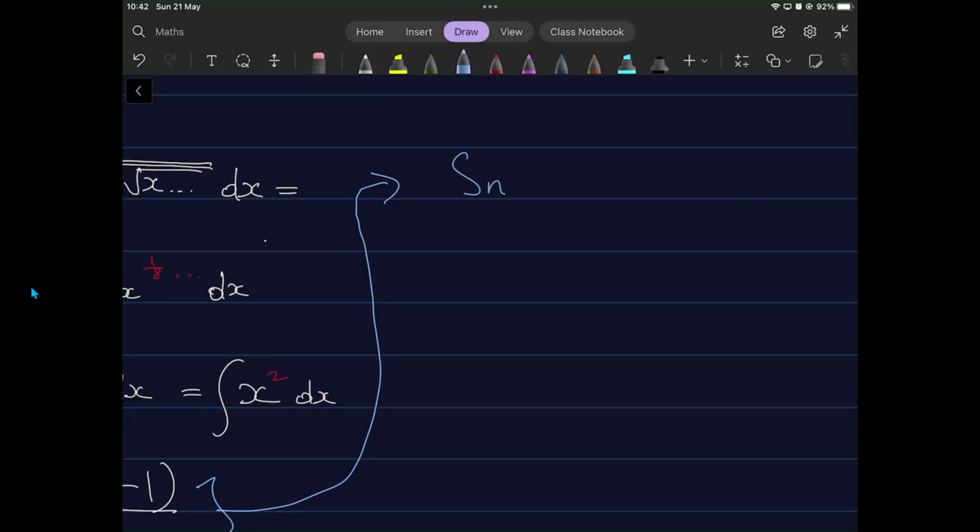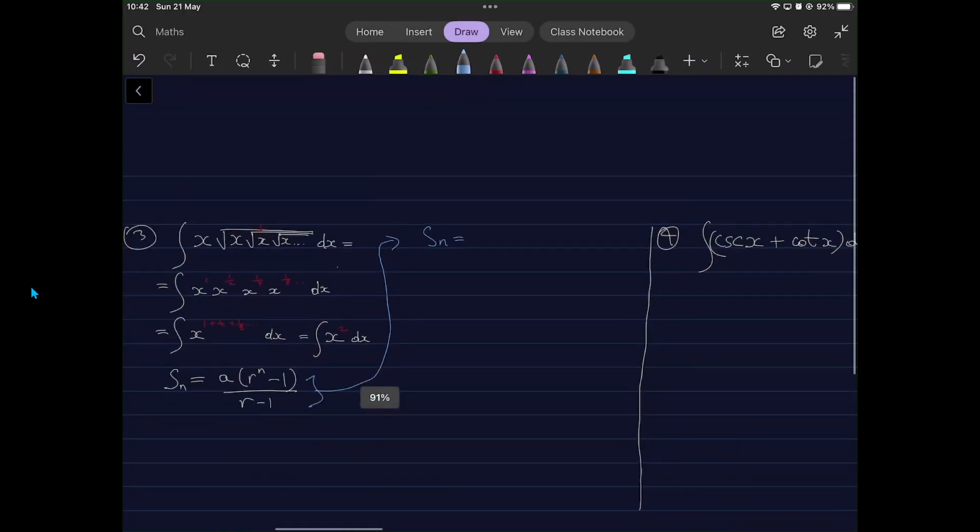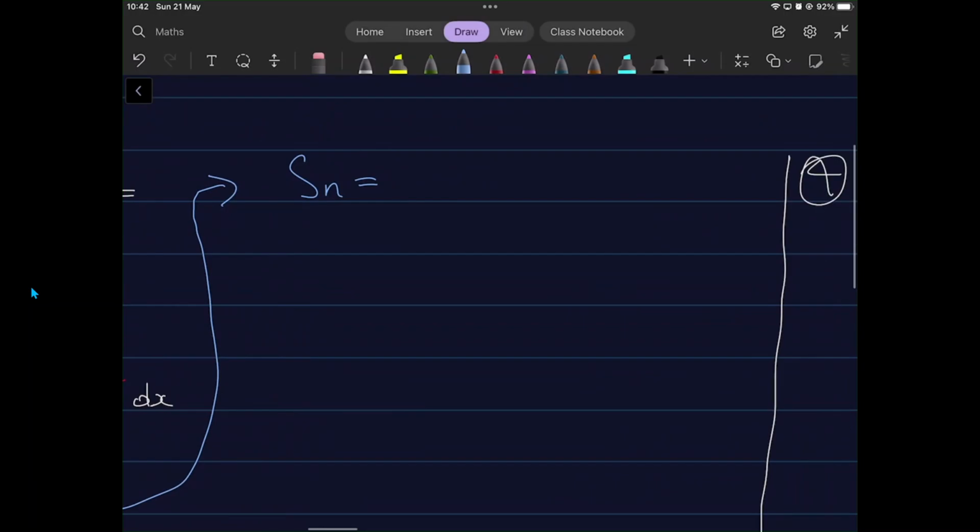So Sn is equal to... how do we prove this? Well, firstly, what is Sn? Sn is just equal to a, which is the first term, plus ar, which is the second term. r is just the common ratio, plus ar squared, plus dot dot dot, plus ar to the n minus 2, plus ar to the n minus 1, right?